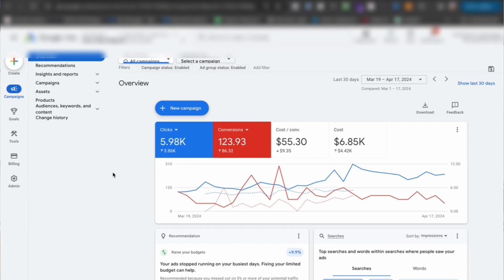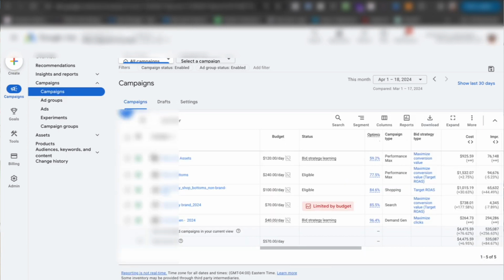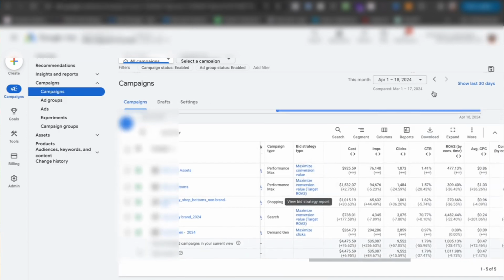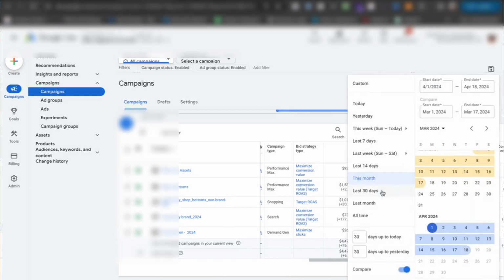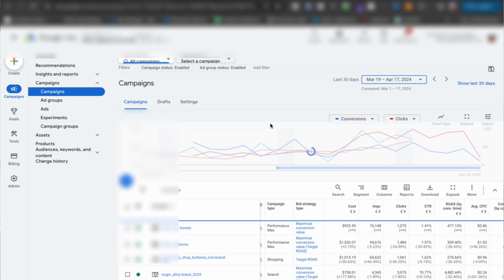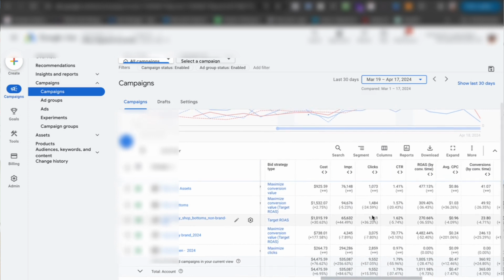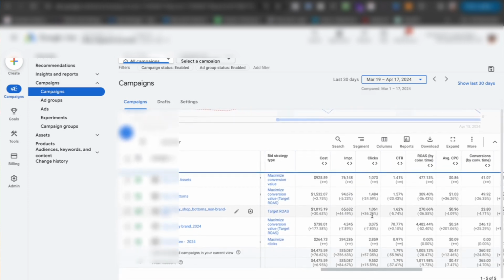So let's go ahead and look at another brand. This is another clothing brand. Let's look at the last 30 days here and look at the stats: within the last 30 days, how much was spent and what the return on ad spend is. Okay, 1, 2, 3, 4, 5. We have 5 different campaigns in this specific Google Ads account.